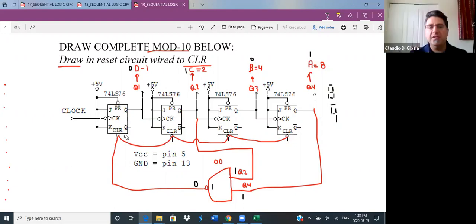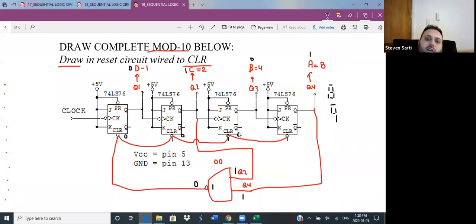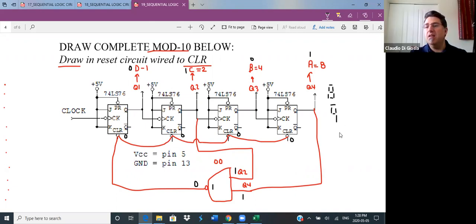If I have a 0 on my clears, what's going to happen? It clears with a 0. It clears. Am I going to see a 10? No, it's going to go straight to 0. And the other ones are already 0. So now I'm going to go from 9 to 0. That is what the reset circuit does. Is it understandable?